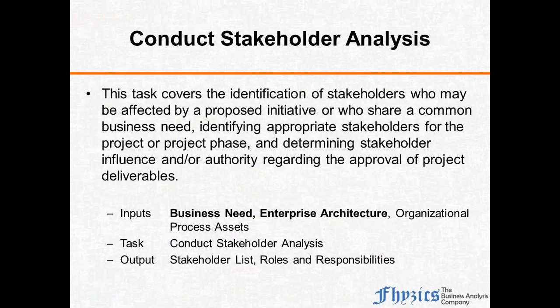And once I have the business need, I should know where these people are. I should have a site map, right? That site map is given by the enterprise architecture. And of course, the organization process assets are nothing but the procedures and policies you have in the organization, right? With this, we conduct stakeholder analysis. When you have all these inputs, you are ready to carry it out. And the only output we generate here is the stakeholder list, roles and responsibilities, right? So this is the outcome of conduct stakeholder analysis.